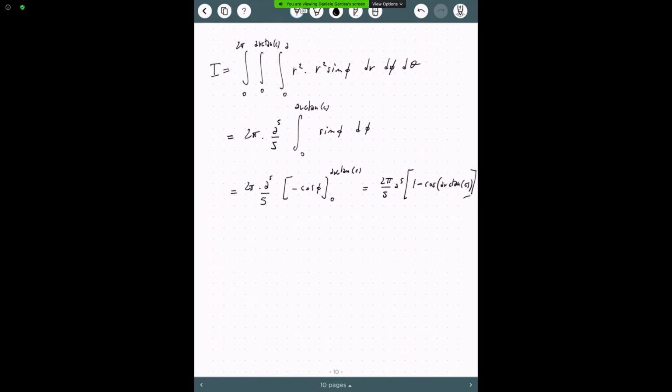This is the result. I'm not sure what the solution says. It writes it in another form, but this is correct. You can just write it like this. Any questions so far?